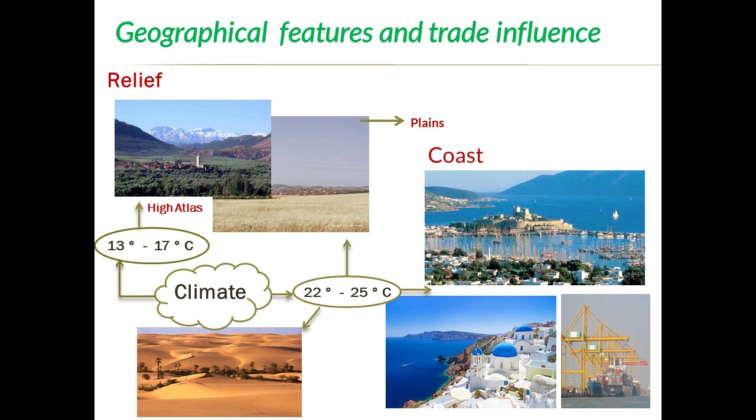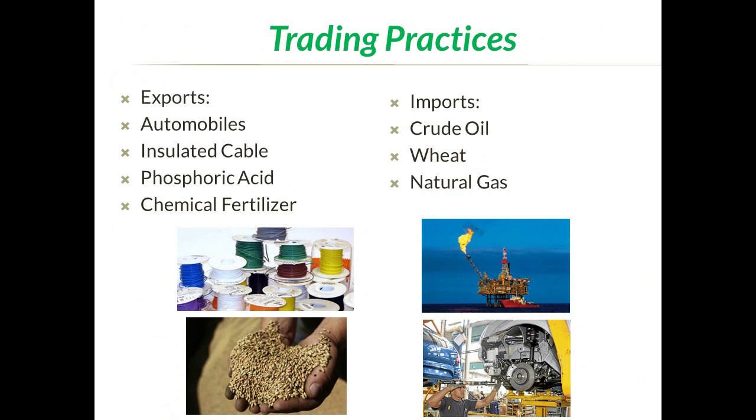Morocco's trade practices. The main exports of Morocco are insulated cable with an amount of 2.7 billion dollars, cars in second place with 1.75 billion dollars, mixed minerals or chemical fertilizers with 1.6 billion dollars, and in last place petroleum refining and phosphoric acid with 1.5 billion dollars.